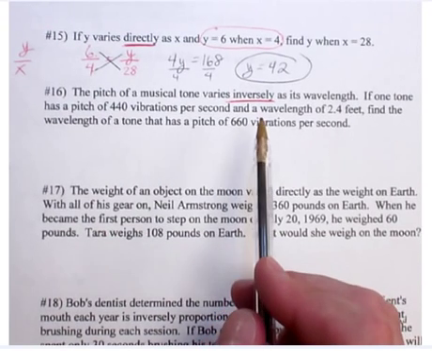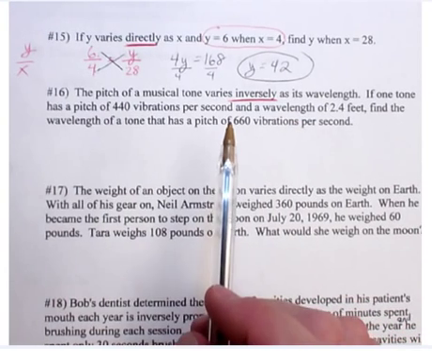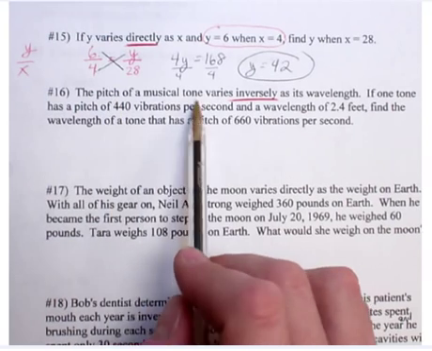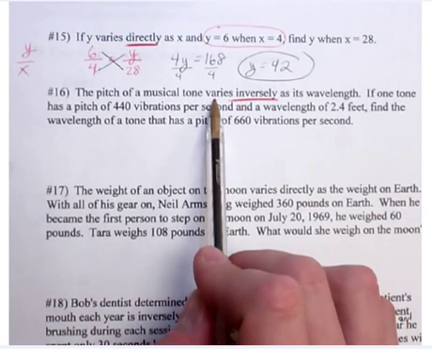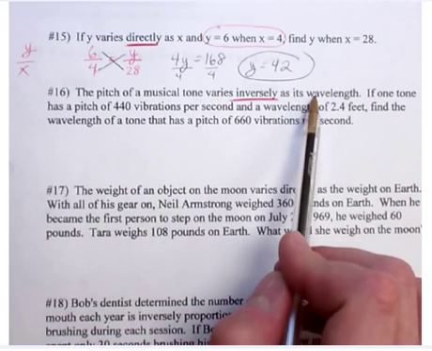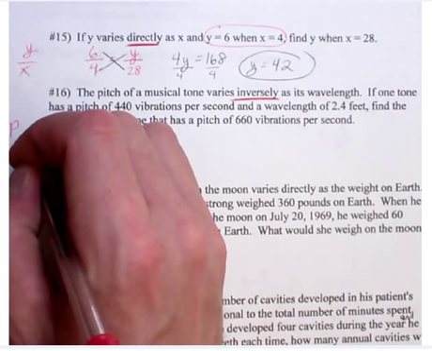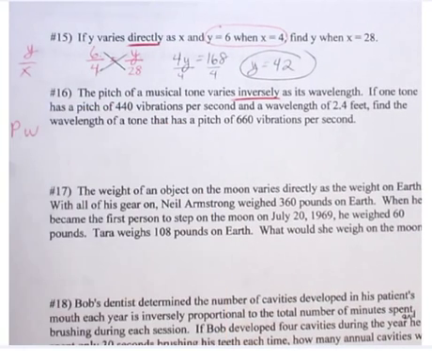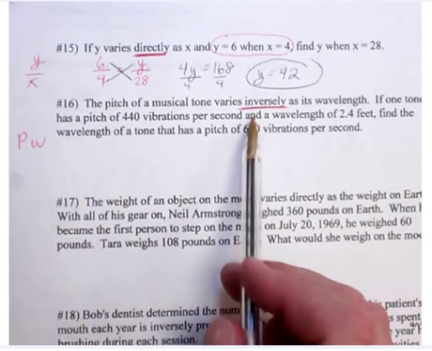Okay, wow. There's a lot of confusing words in this problem. Here's the key thing. What are we comparing? It says it's an inverse variation, and we are comparing the pitch of a musical tone and its wavelength. So I'm going to say P for the pitch, and W for the wavelength. P and W. And we're multiplying those. Why do we multiply? Because it's an inverse variation.